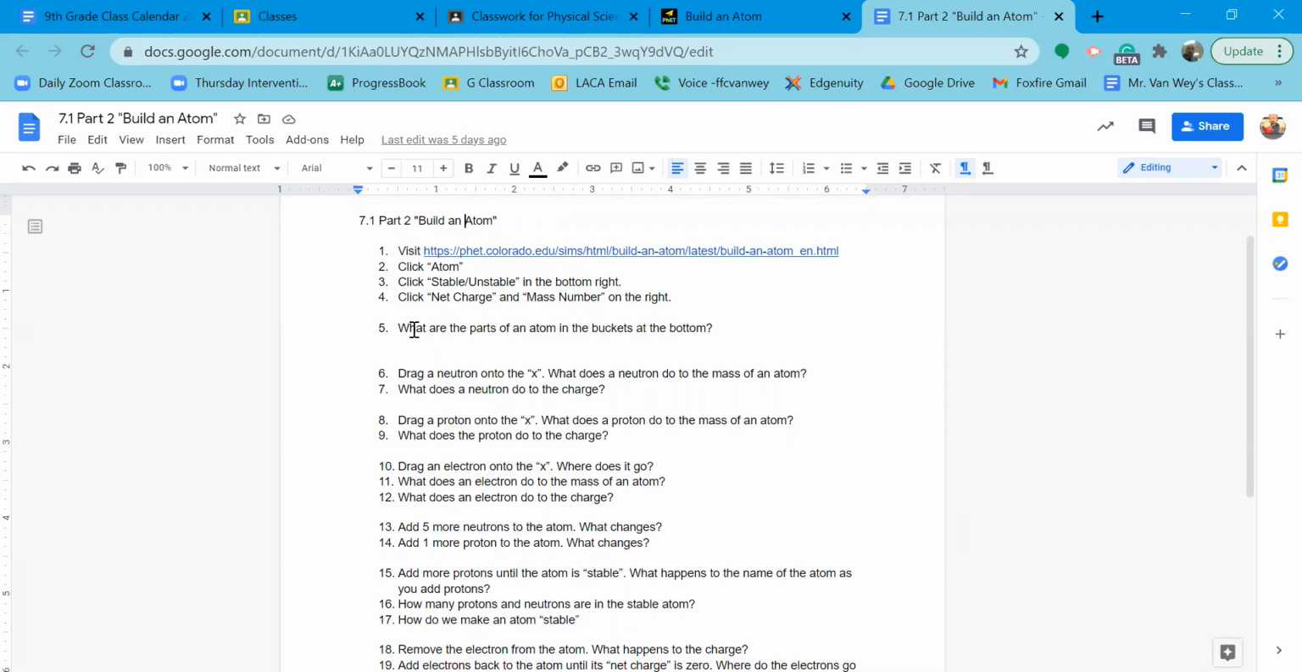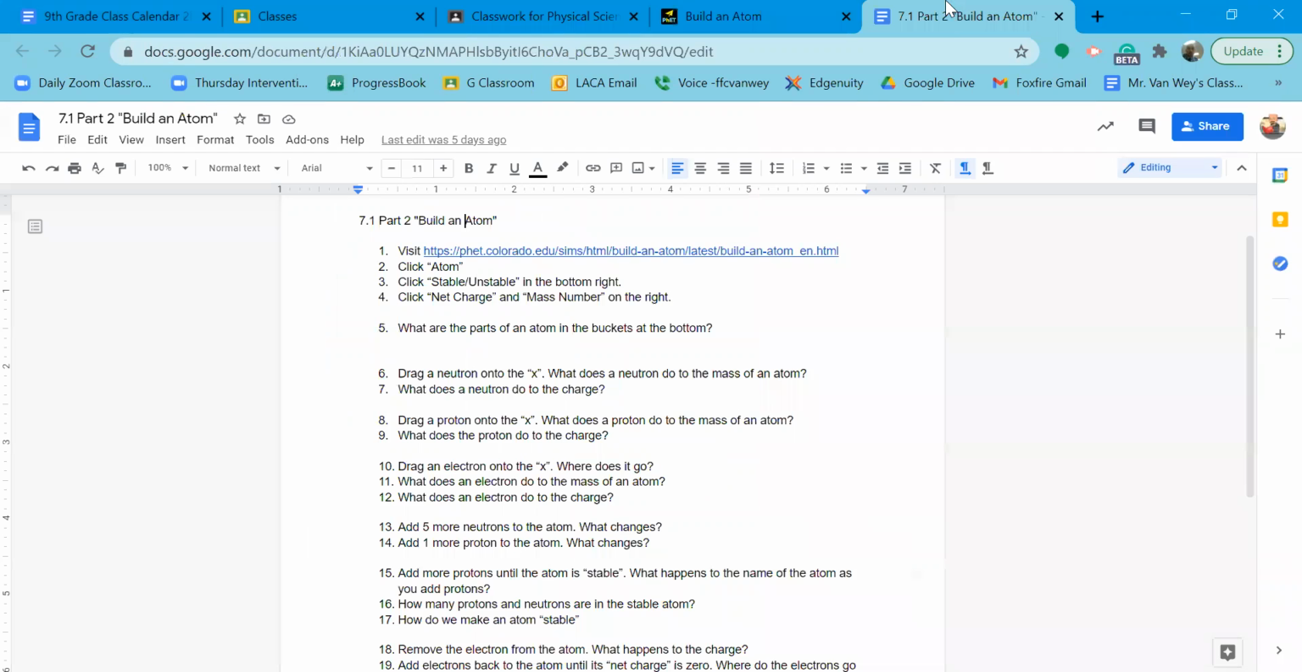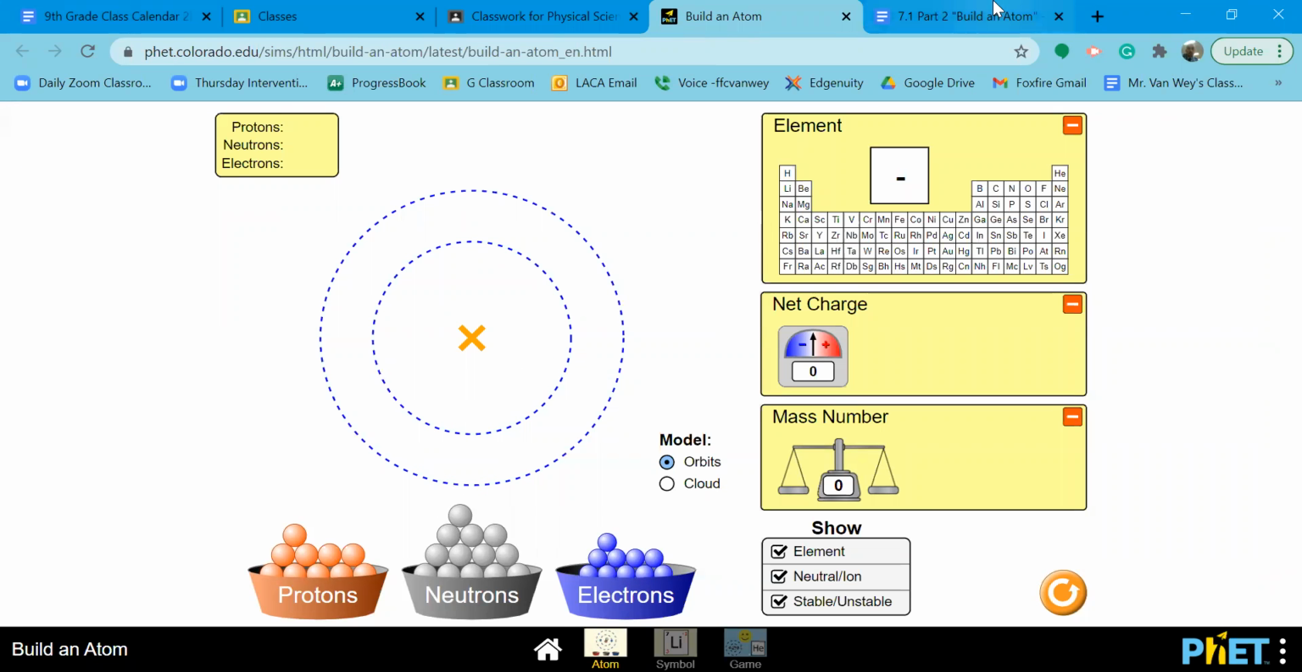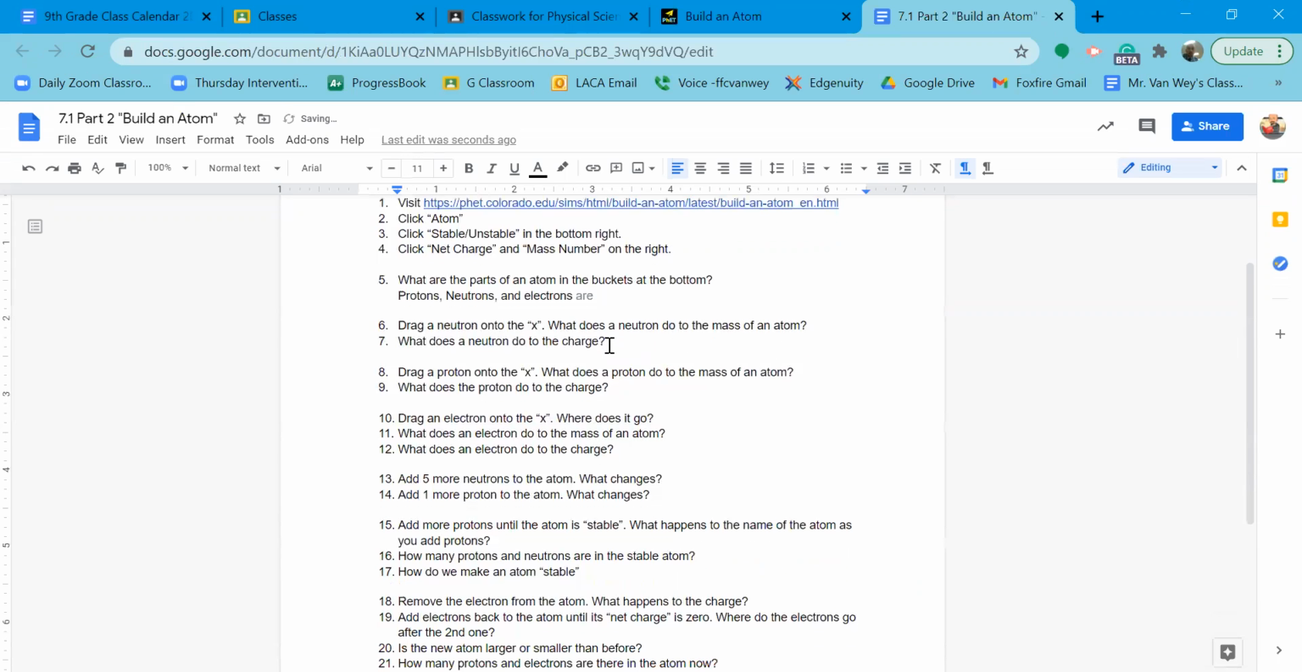Question number 5 says, what are the parts of an atom in the buckets at the bottom? Well, here we have protons, neutrons, and electrons. I usually leave the electrons as lowercase just because it helps me remember that they're tiny and they're not part of this. Well, we'll see later on. I know it's not grammatically correct, but that's the way I write it.